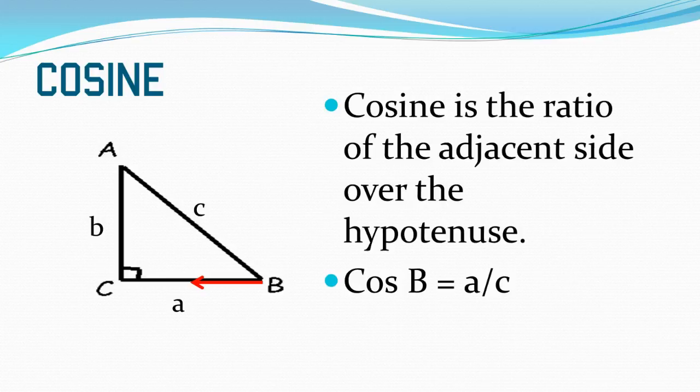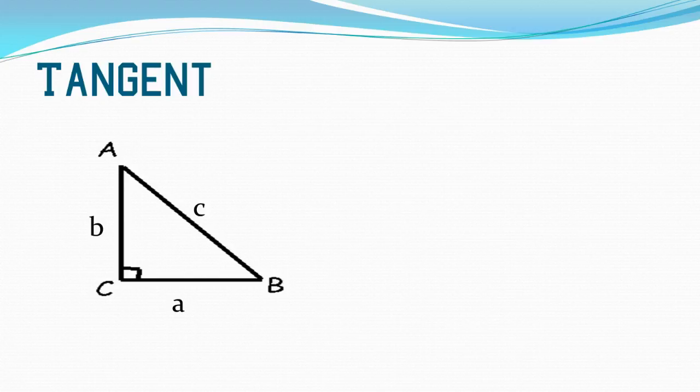A is the adjacent side. It's the side that's touching angle B. C is the hypotenuse. That does not change. The hypotenuse is always the same side. It's always directly across from the 90-degree angle. If I was going to find cosine of angle A, I need to find the ratio of adjacent over hypotenuse. So the adjacent side here is B. The hypotenuse is still C, so I get cosine of angle A equals B divided by C.